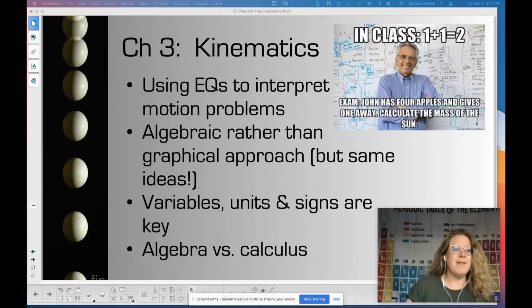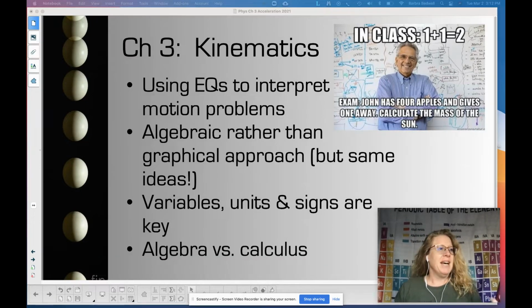Welcome back. Time for video number 5 in our series, right? In this particular one, we are working on kinematics equations.